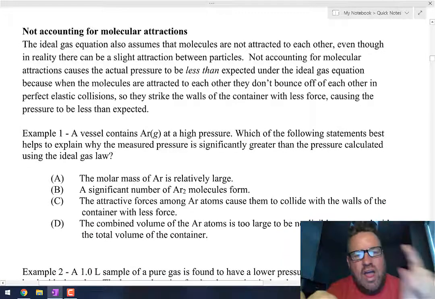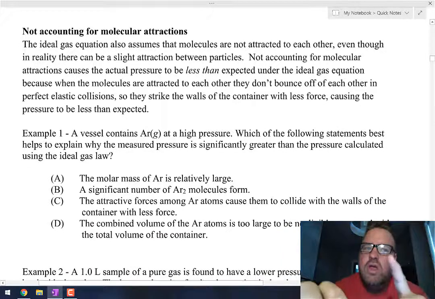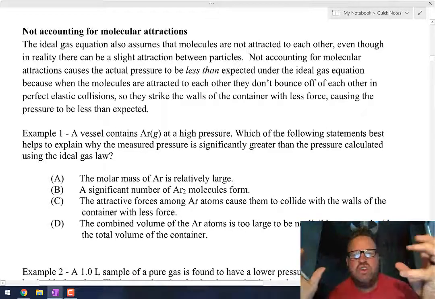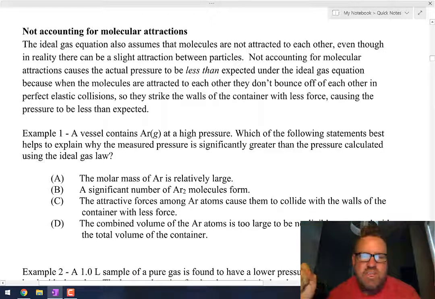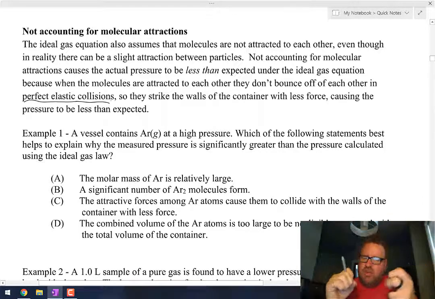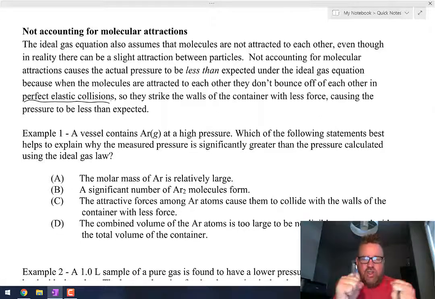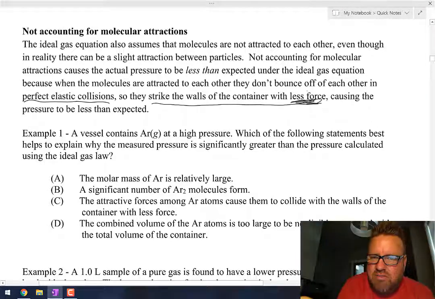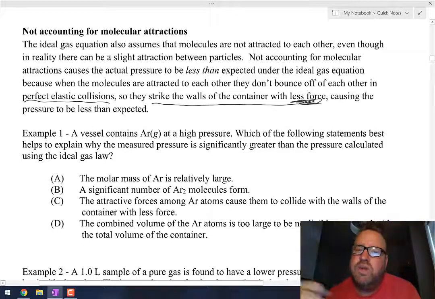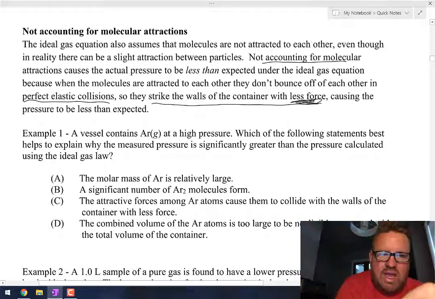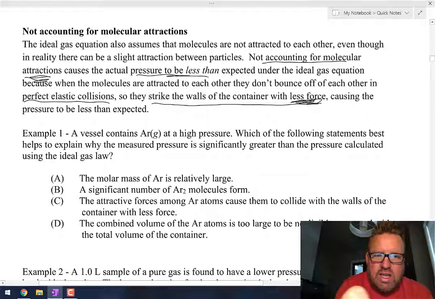Okay, and again, the other assumption is that molecules are not attracted to each other, even though there is some attraction. Okay, well, what happens if the molecules are attracted to each other? They don't bounce off of each other like perfectly elastic collisions. Okay, what they do is they'll kind of be attracted to each other, and so when they bounce off of each other or don't stick together still, they lose some of that energy, and so what happens is they strike the walls of the container with less force. And when they hit the walls with less force, what does that do? It causes the pressure to be lower.